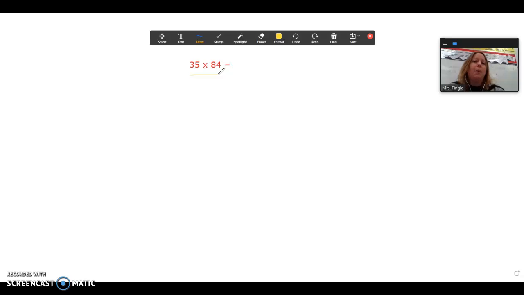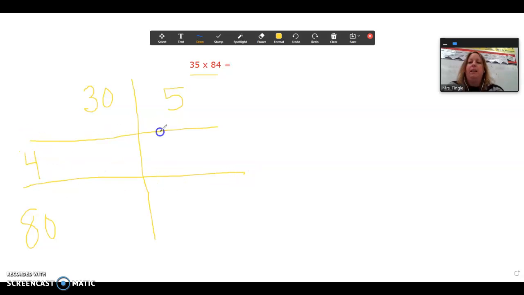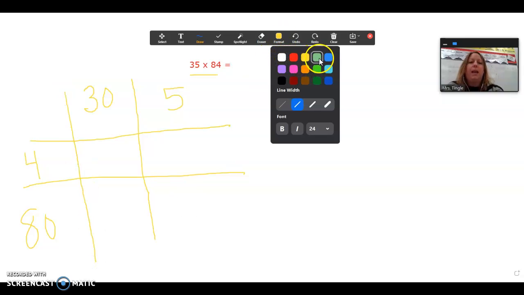We're going to break apart these numbers into their expanded forms. So 35 is 30 plus 5. And 84 is 80 plus 4. And I'm just making a very quick table to use to help me with my multiplication.